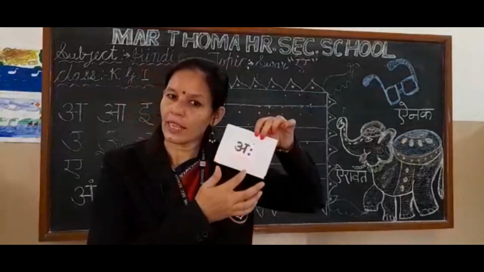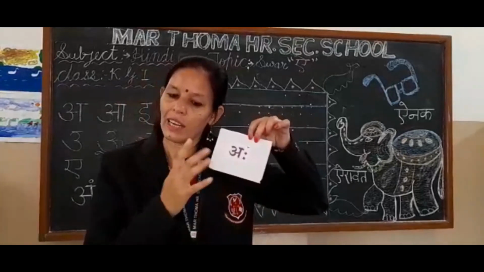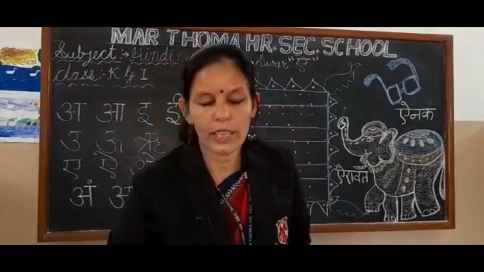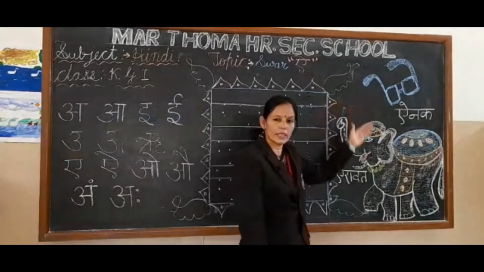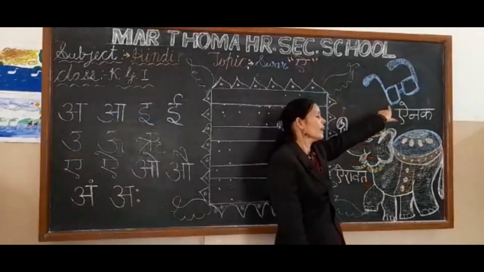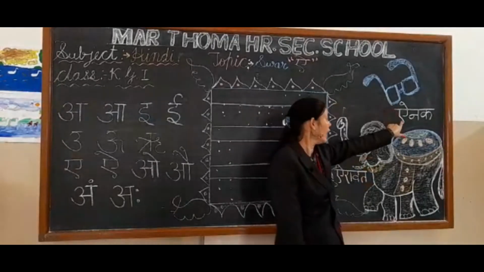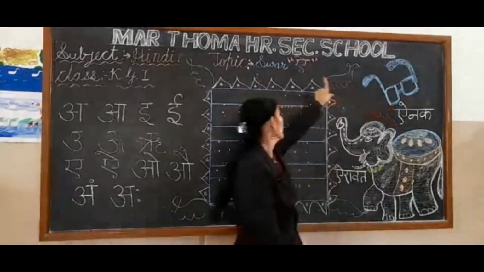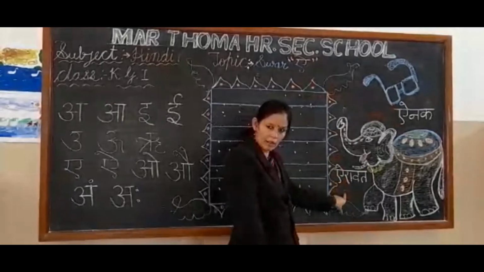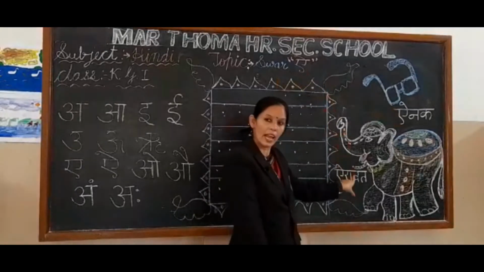Aha Khali. Now children, here, which picture is this? I say Aina. I say Erao.